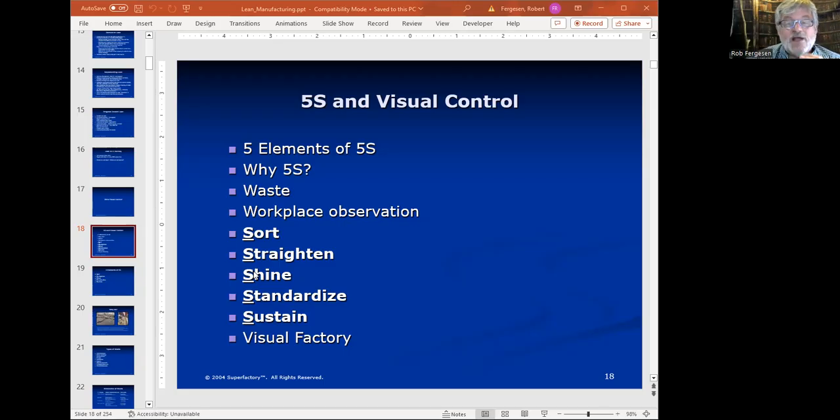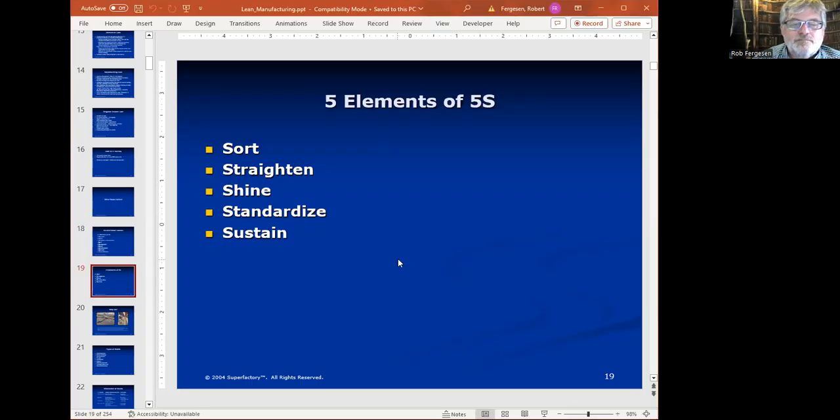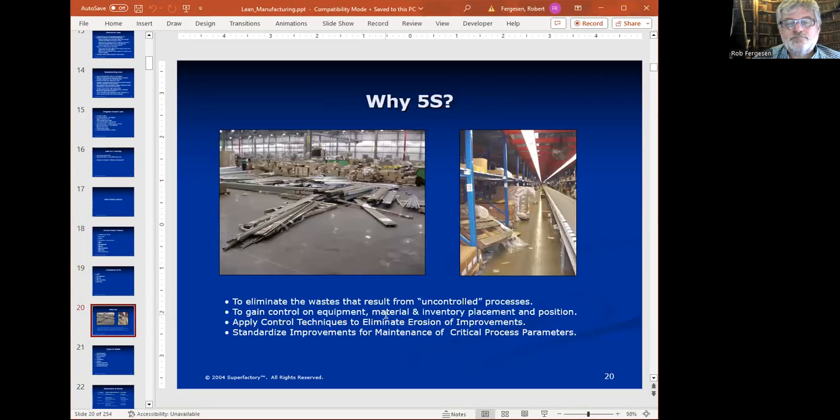The idea is you should have enough tools for your team to have the right tool when they need it during the workday, and then know where to find it when they are finished. You can come back to that tool efficiently each time. So sort, straighten, shine, standardize, sustain. So why 5S? It should be obvious.